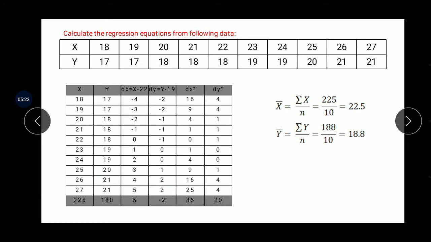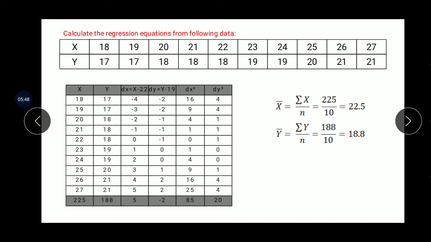So dx square comes out to be minus 4 into minus 4, 16, minus 3 into minus 3, 9, minus 2 into minus 2, 4, and so on for all of the values. Similarly, we will calculate dy square: minus 2 into minus 2, 4, minus 2 into minus 2, 4, minus 1 into minus 1, 1, minus 1 into minus 1, 1, and so on. And we'll sum them, and the sum comes out to be 20.